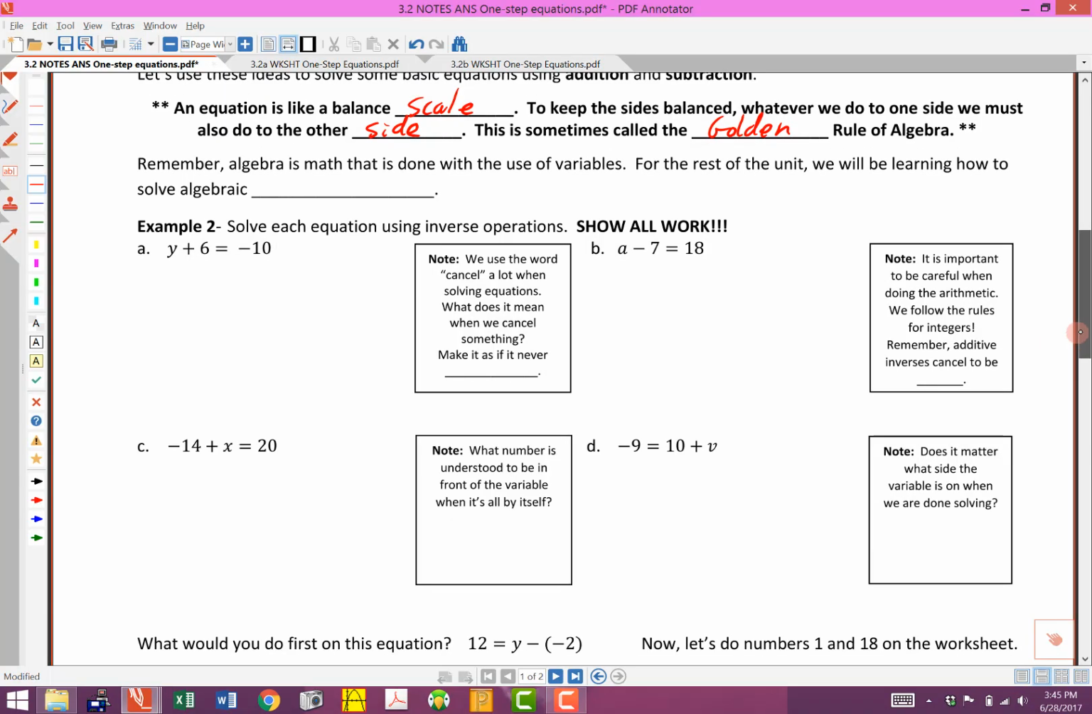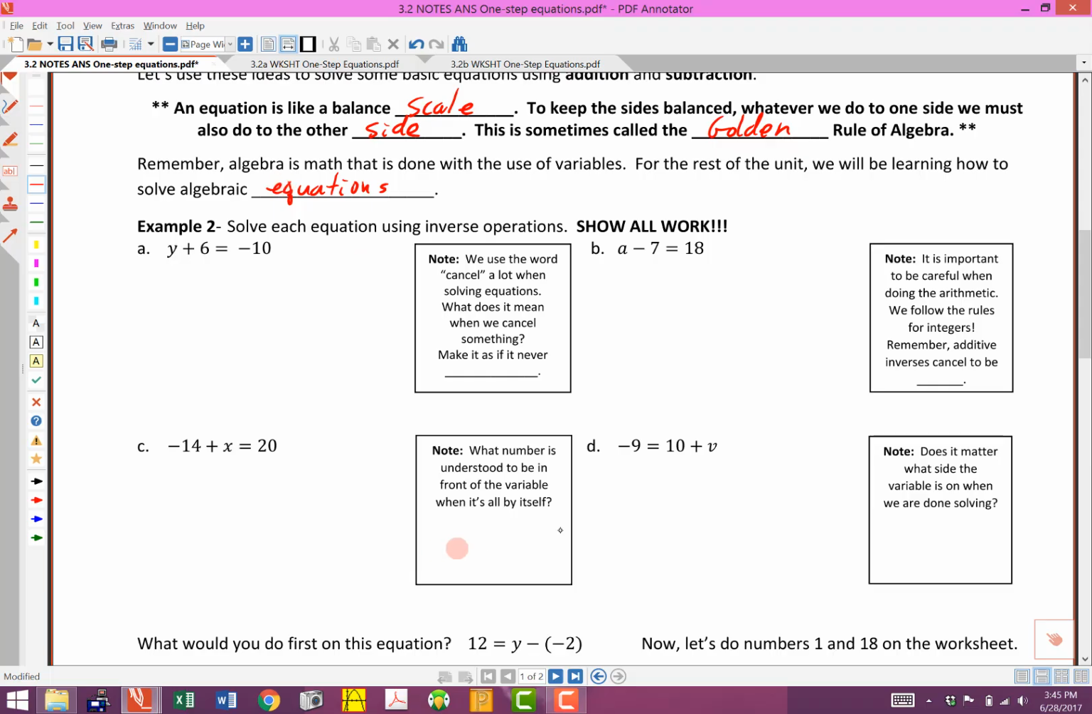And then one last thing before we go through and do a couple of problems. I want you to remember that algebra is math that's done with the use of variables. And for the rest of the unit, we're going to be learning how to solve algebraic equations. And again, if you can solve equations, you're in really good shape, not only for this year, but in any math class that you come to in the future. So it's well worth putting the time in to understand how these work.